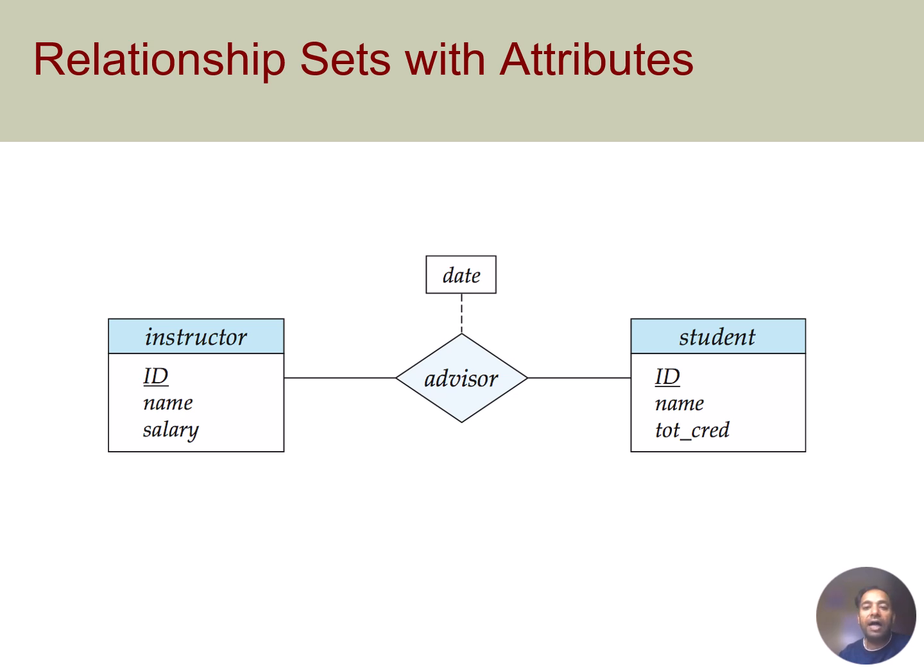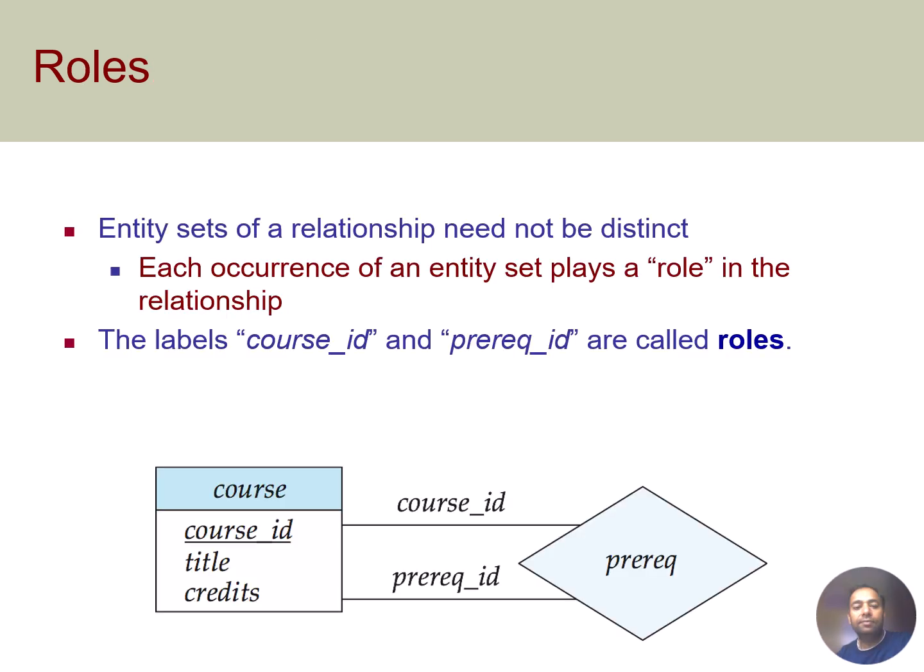Next, we will look at the idea of roles in relationships. Sometimes an entity participates in the relationship more than once. To distinguish these, we assign roles, labels that clarify each instance of the entity. For example, in a prerequisite relationship, a course is related to another course. Here, one plays the role of course ID and the other plays the role of prerequisite ID.